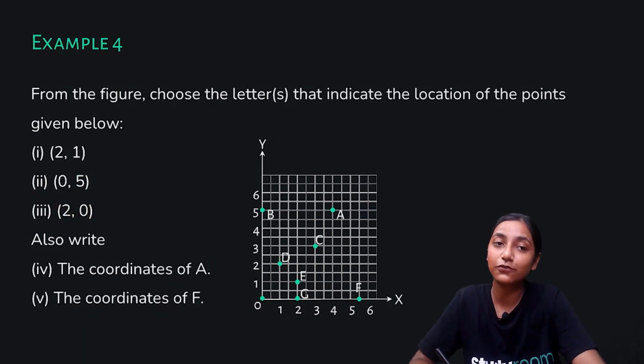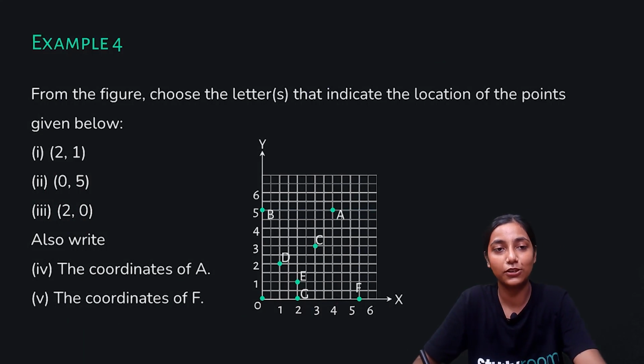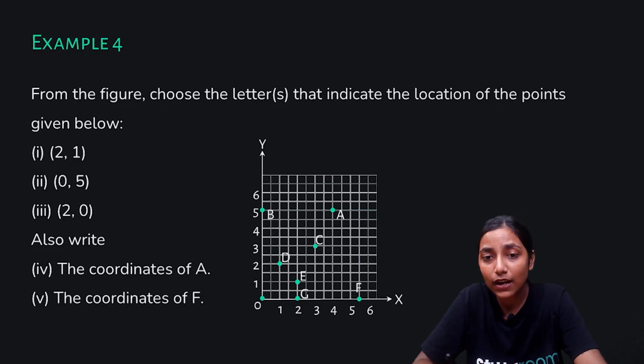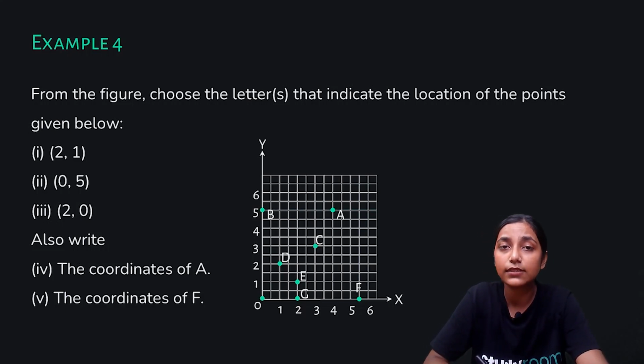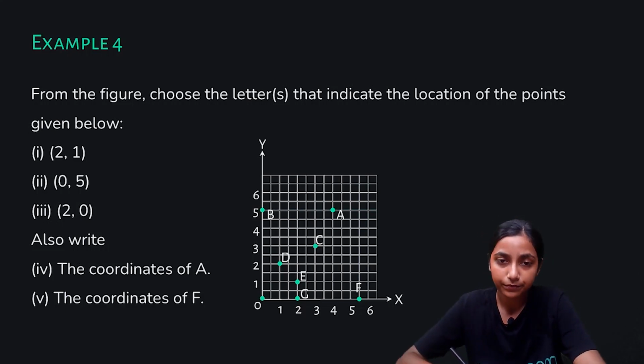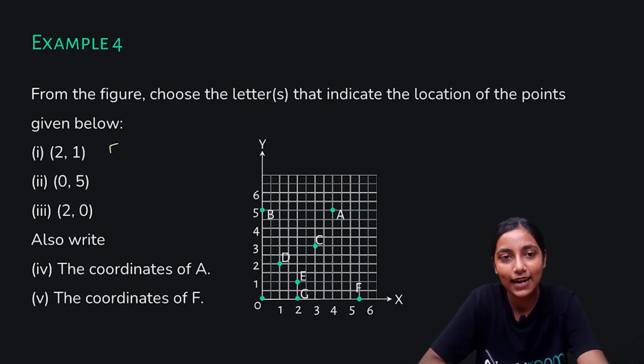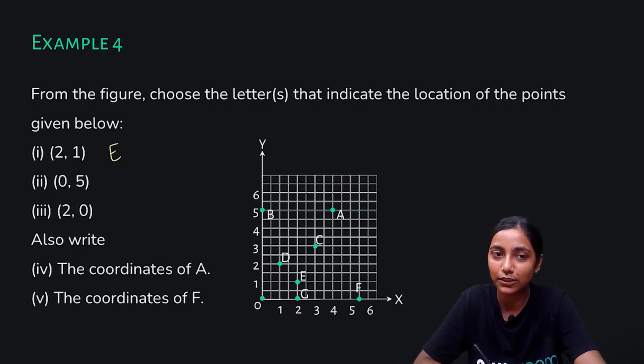Next is example number 4. We are given that from this figure, choose the letter that indicates the location of the points given below. First of all, we are given (2, 1). We need to check what is the letter that is showing this location (2, 1). Let's move 2 units to the right side of the origin. I am reaching here. Further 1 more unit to the upward side and I am reaching here. So our alphabet E is showing this position.